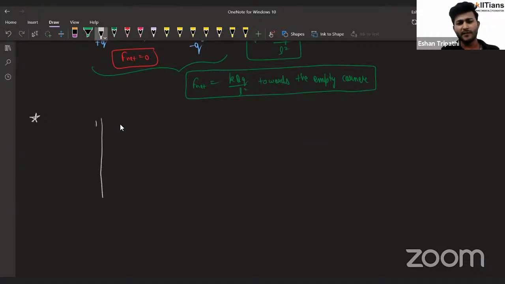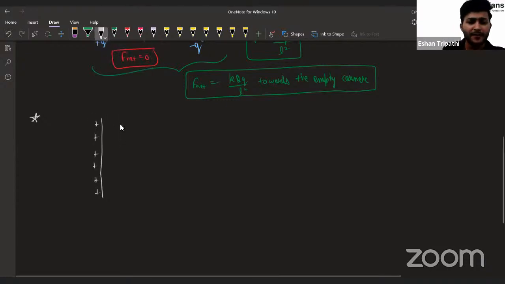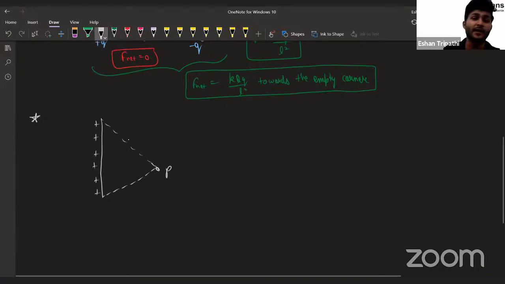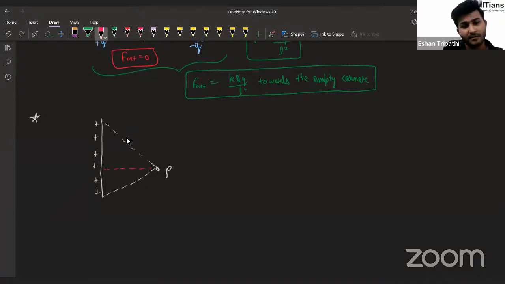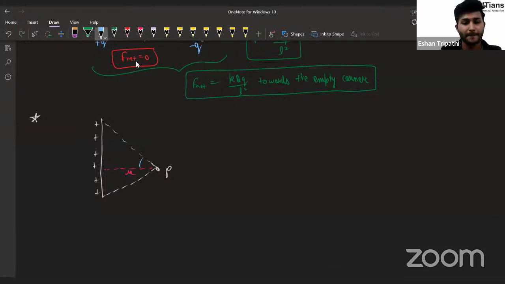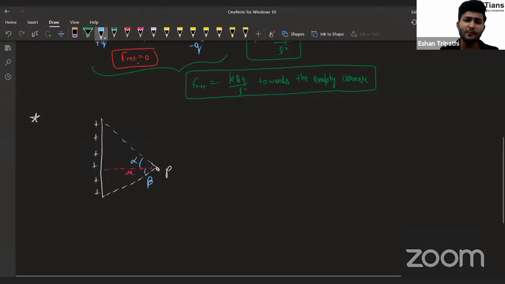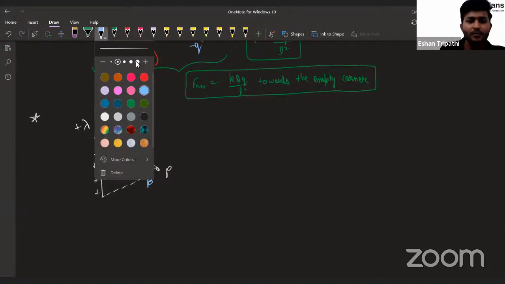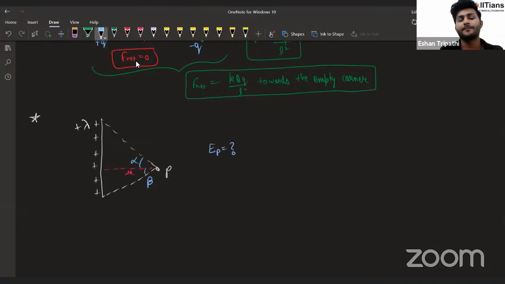Do you remember this for the case of a finitely long charged wire? Like we used to say, if it's a finitely long charged wire, and if I consider a point P over here at a distance R from this wire, the angle at the top is alpha, angle at the bottom is beta. If you feel like I'm going a bit fast, let me know. You can always ask doubts. I will slow down. So what is the electric field at point P? What was the formula for this? We can derive it easily, but it will take a little bit of time, so that is why we have learned it.